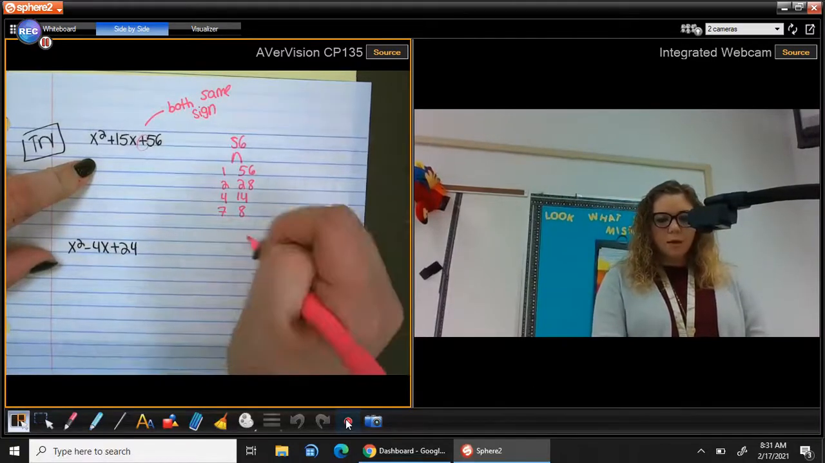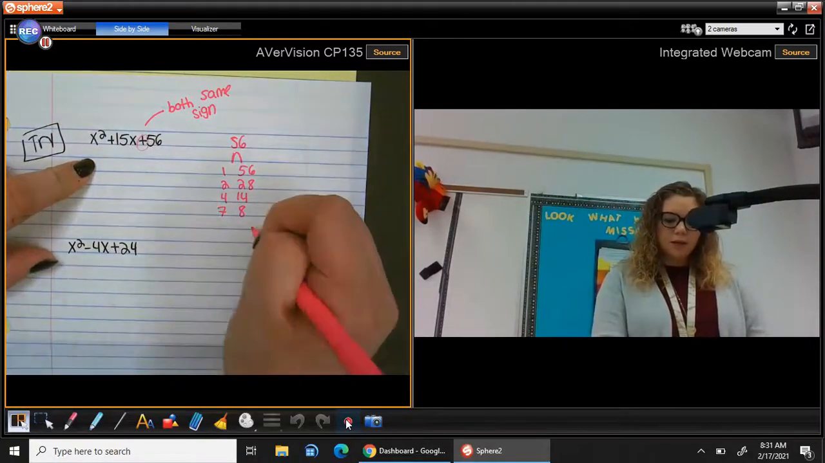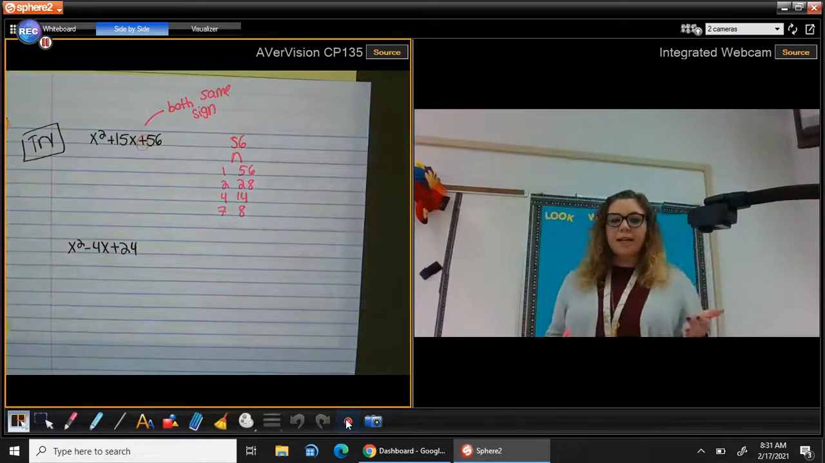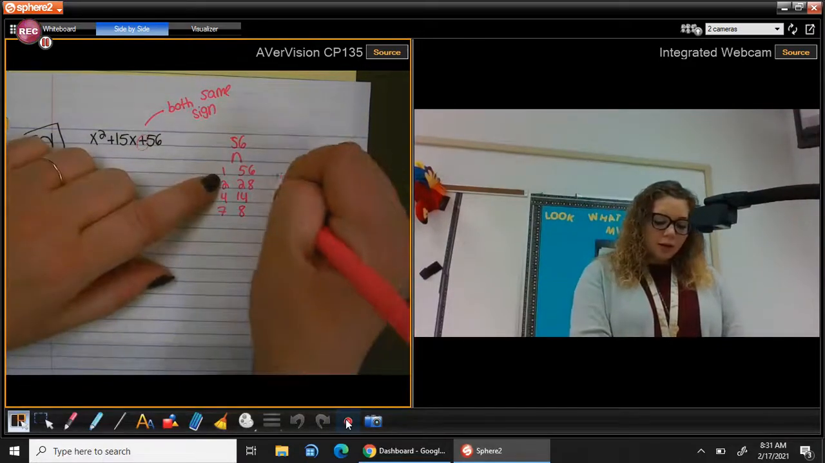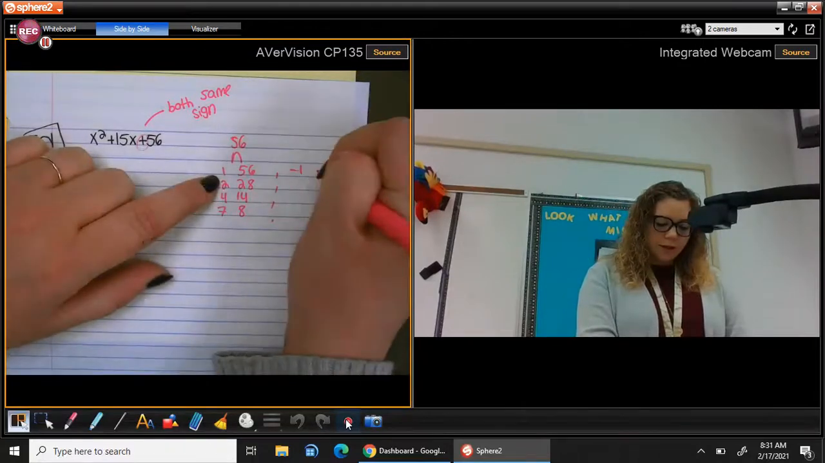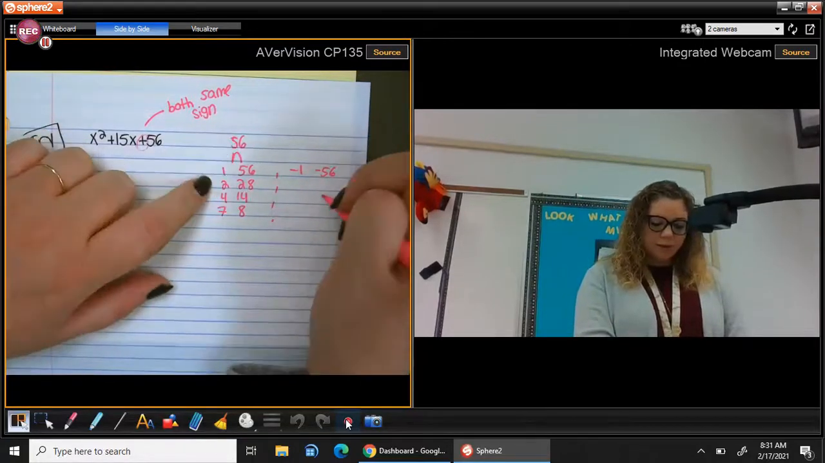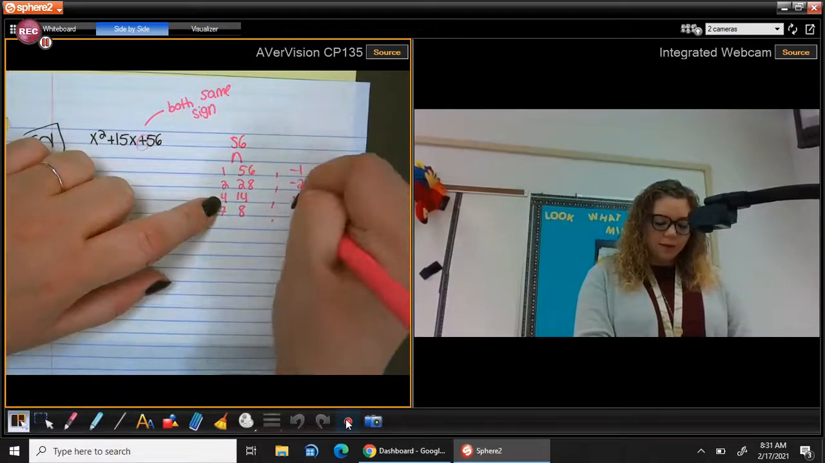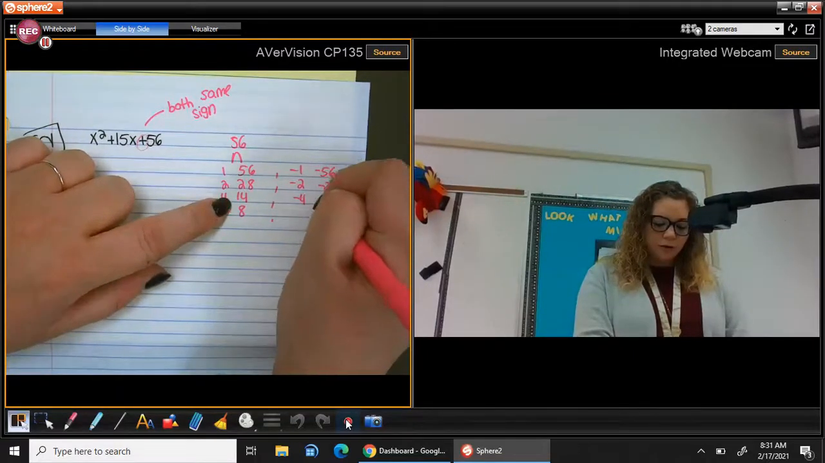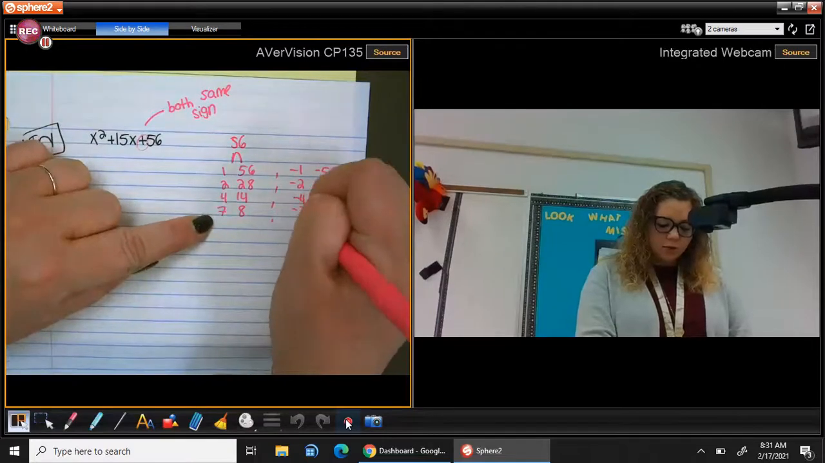And 7 and 8. But what's a negative times a negative? A positive. So your other options can be negative 1, negative 56 would give you positive 56. Negative 2, negative 28. Okay, you want to write every possible factor that you can use.